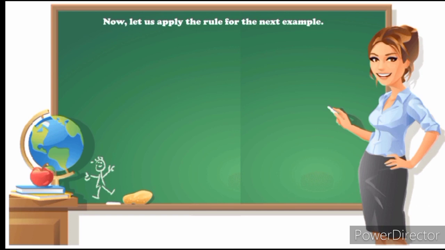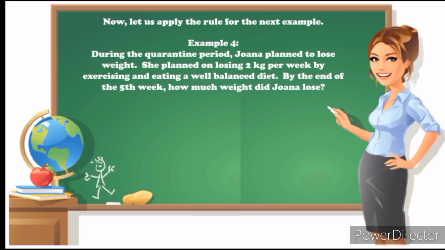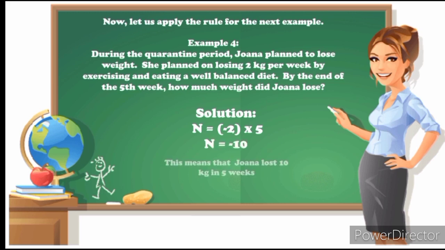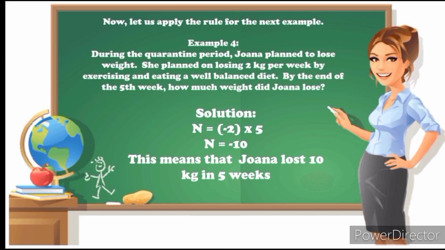Now, let us apply the rule for the next example. Example number 4. During the quarantine period, Joanna planned to lose weight. She planned on losing 2 kilograms per week by exercising and eating a well-balanced diet. By the end of the 5th week, how much weight did Joanna lose? For our solution, we have n is equal to negative 2 times 5. n is equal to negative 10. This means that Joanna lost 10 kilograms in 5 weeks.